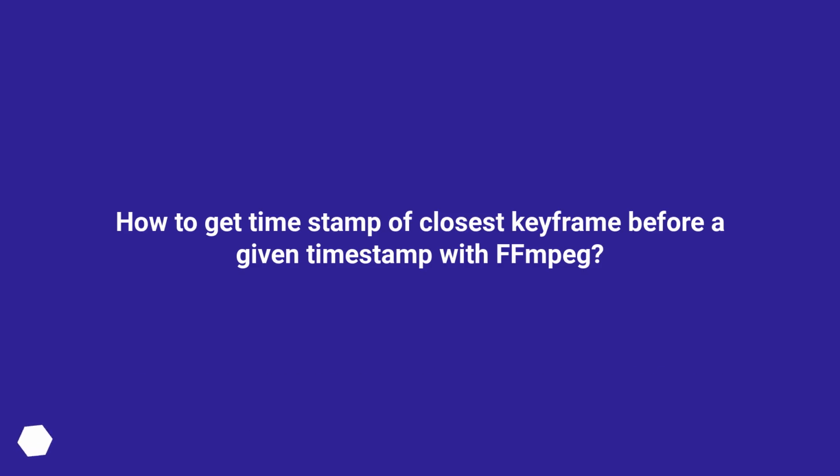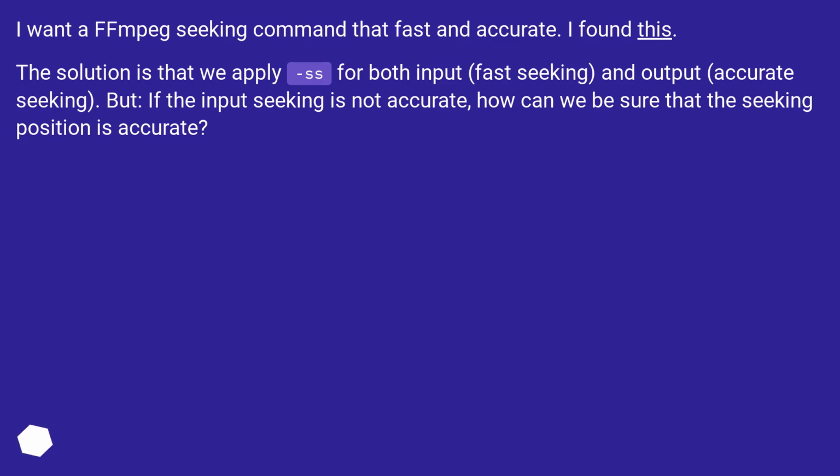How to get the timestamp of the closest keyframe before a given timestamp with FFmpeg? I want an FFmpeg seeking command that's fast and accurate. I found this. The solution is that we apply -ss for both input, fast seeking, and output, accurate seeking. But if the input seeking is not accurate, how can we be sure that the seeking position is accurate?